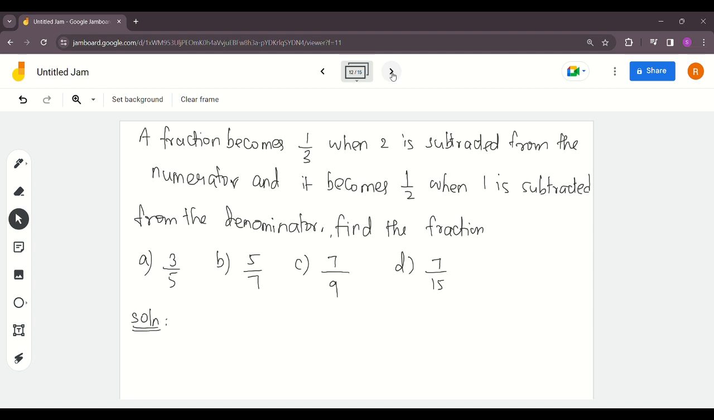From the first condition itself, you can get the answer as 7 by 15, which is D. Fine. Now, when it becomes half, when 1 is subtracted from the denominator. Here, 1 is subtracted from the denominator, numerator is constant, so 7 by 14, that is also half, so D is the answer. You can say for sure that D is going to be the answer for this question. Both the conditions are satisfied, but A, B and C, the first condition itself is not satisfied, so obviously D has to be the answer.